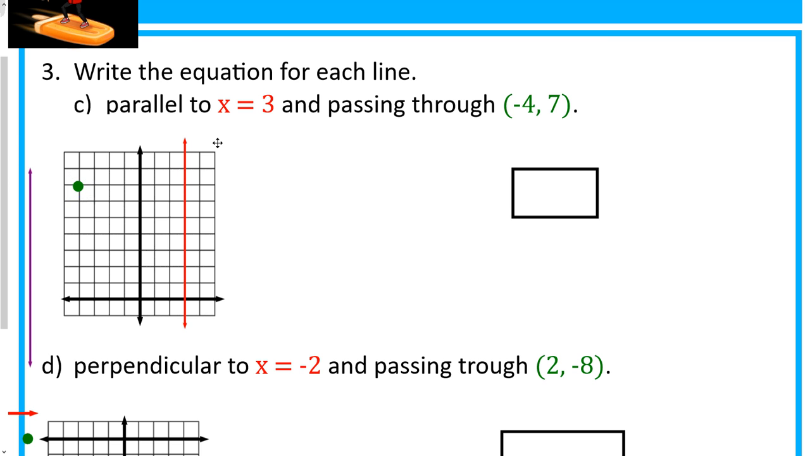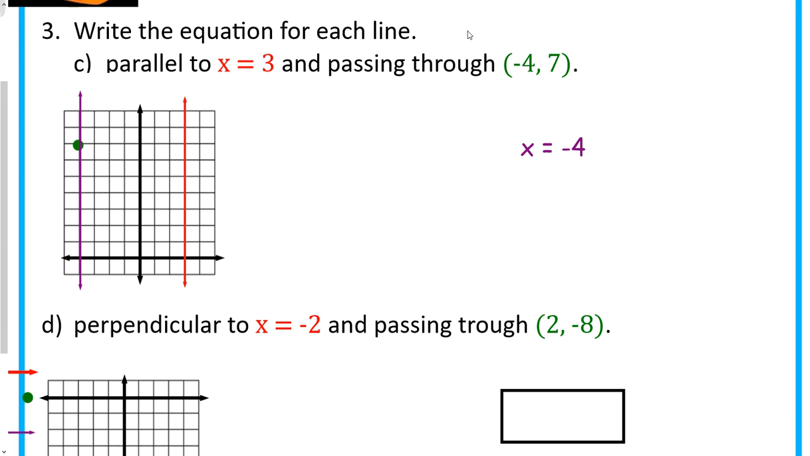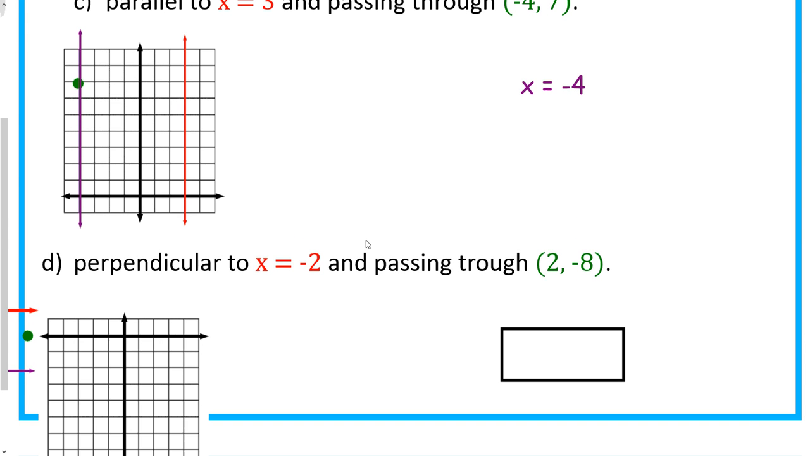So we want a line that's going to be parallel to the red line, but it passes through that green dot. Well, it's going to sit right here. Okay. And what is the equation of that line? It's a vertical line crossing at what number? 1, 2, 3, 4. Negative 4. So the equation is x equals negative 4. Okay, this is perfectly fine. You don't have to solve it algebraically.